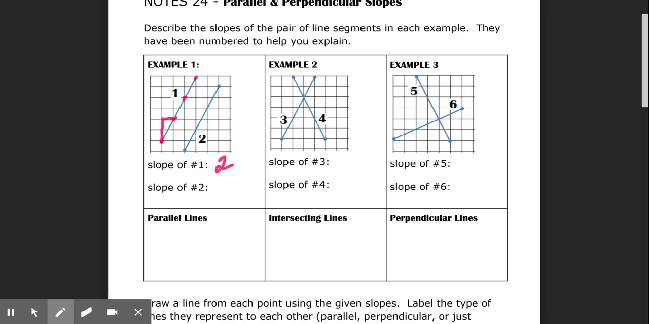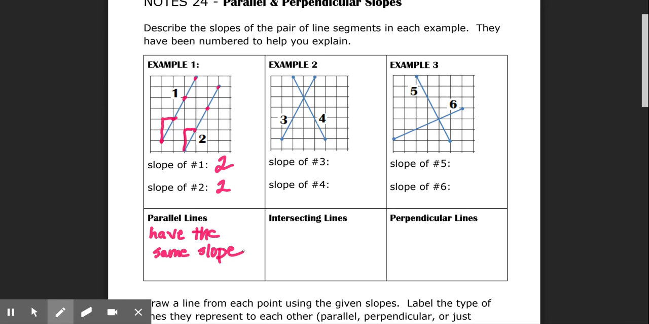And then the slope of number 2, basically you're doing the same thing. Up 2 over 1, up 2 over 1. So the slope of line number 2 is also 2. So parallel lines have the same slope, but they can have different y-intercepts. If they had the same y-intercept, then they would be the same line. So parallel lines have the same slope, but different y-intercepts.